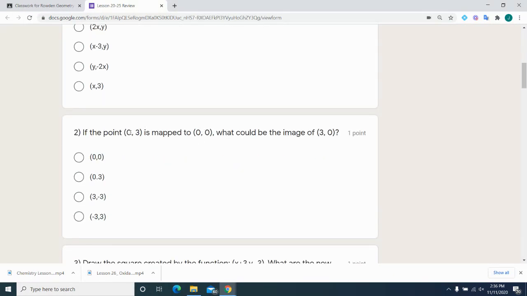Next, 0, 3 goes to 0, 0. So what happens here? X is unchanged and y goes down by 3. So let's take this one, make x unchanged, and have y go down by 3, and you'll be at 3, negative 3.